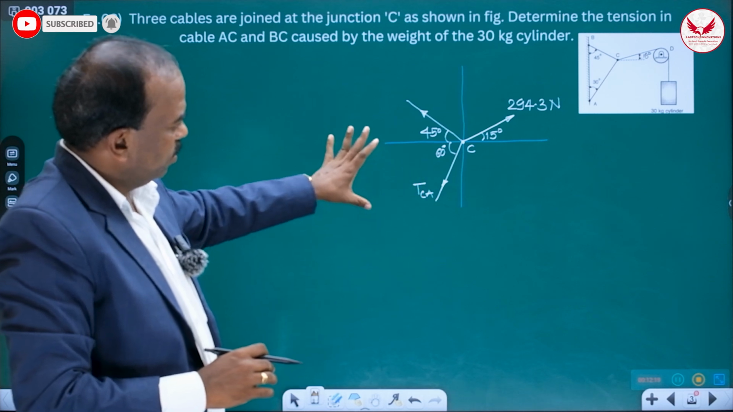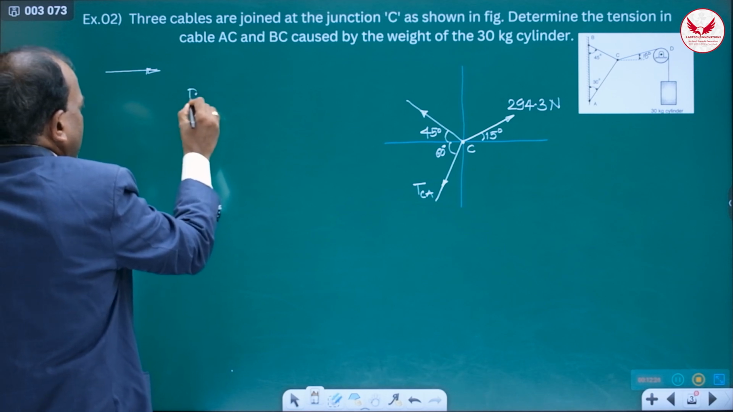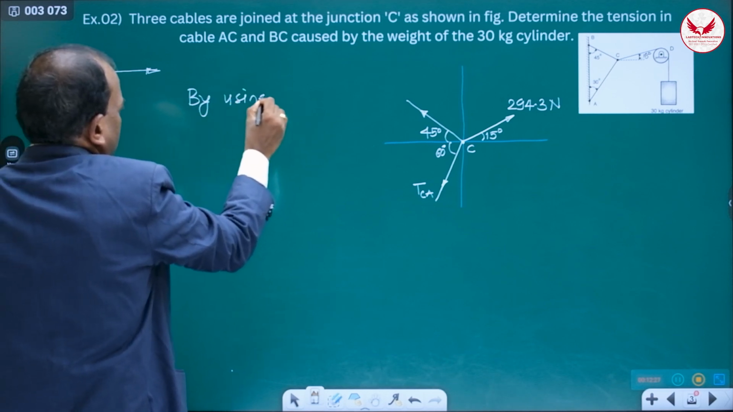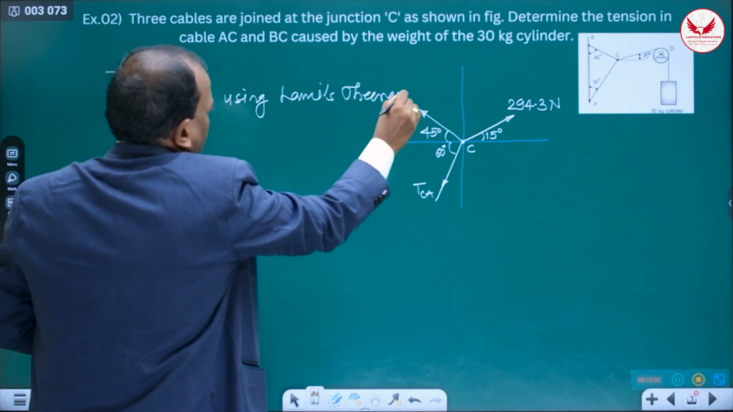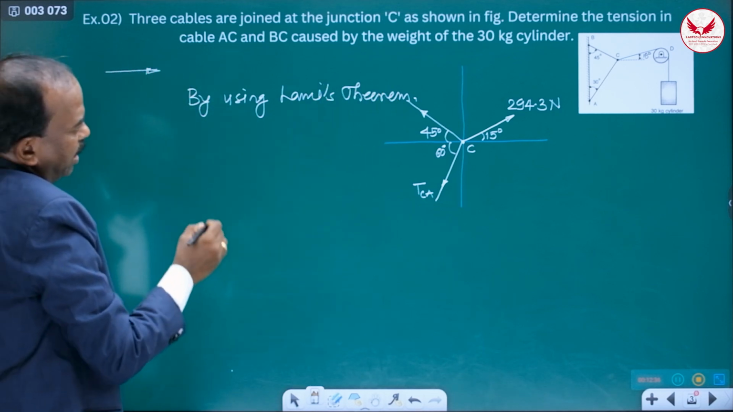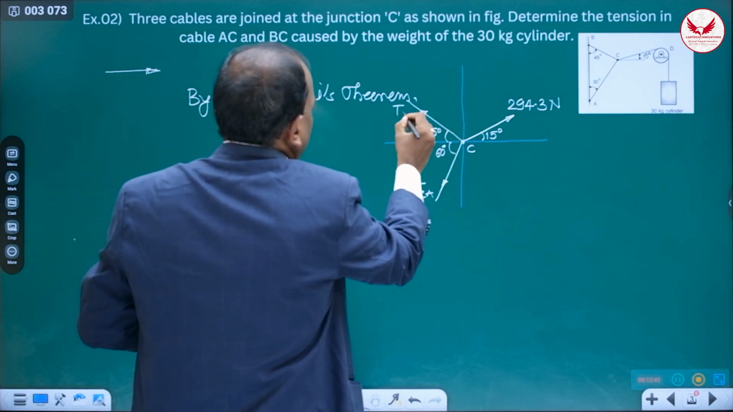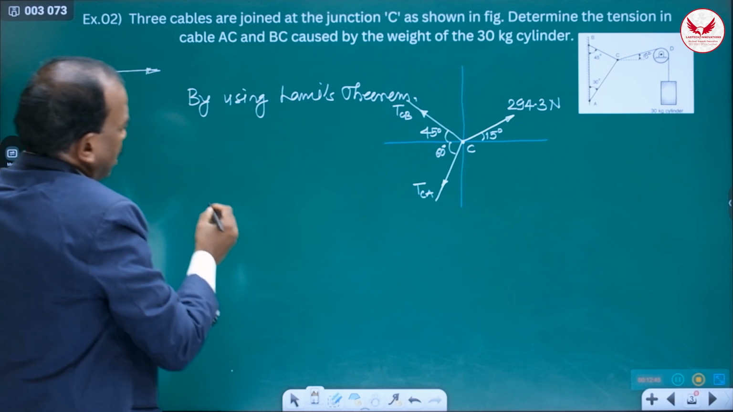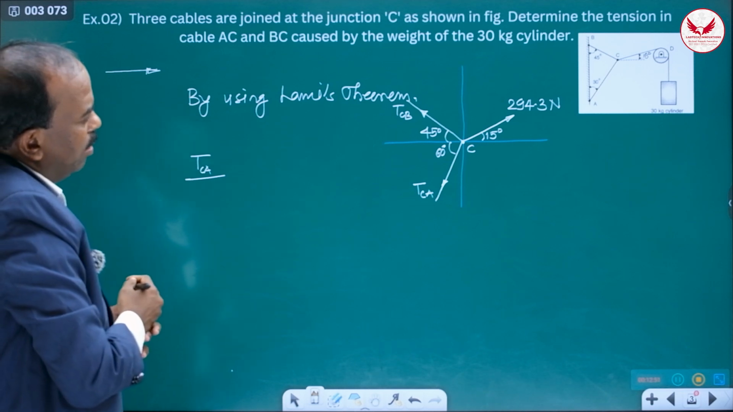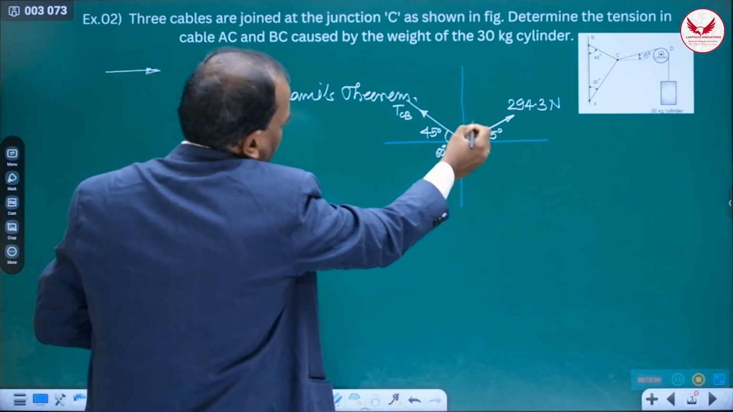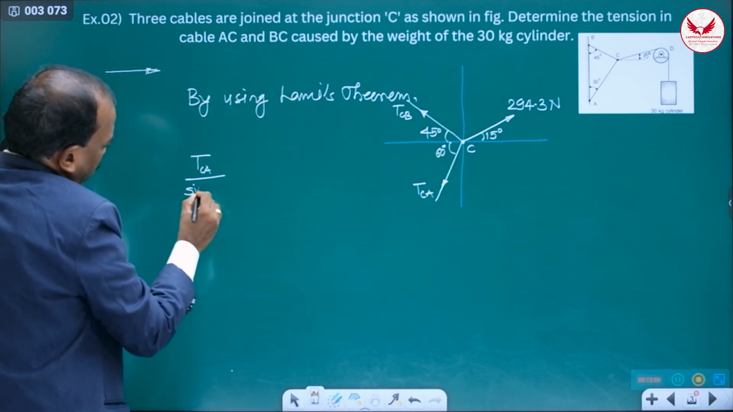It is the free body diagram. So this is the free body diagram, which is the first step. Then after that, how can we use this? By using Lami's theorem. For Lami's theorem, always initially you write the unknown forces, so this is TCA divided by sine of the angle between the other two forces. Other two forces means these two forces. 180 minus this 60, that angle is going to be sine 120.